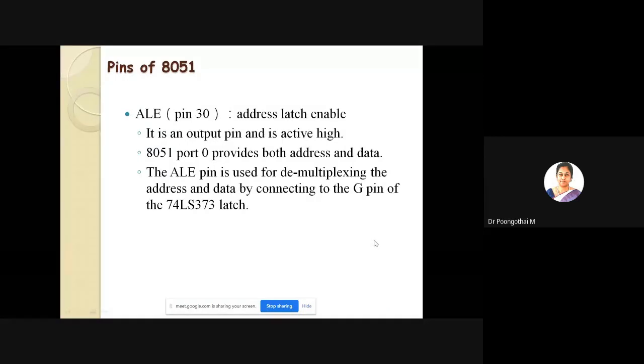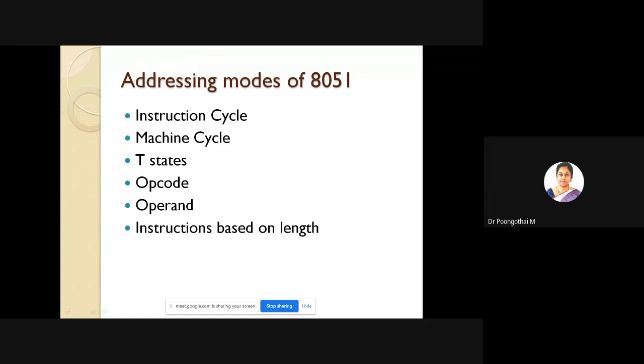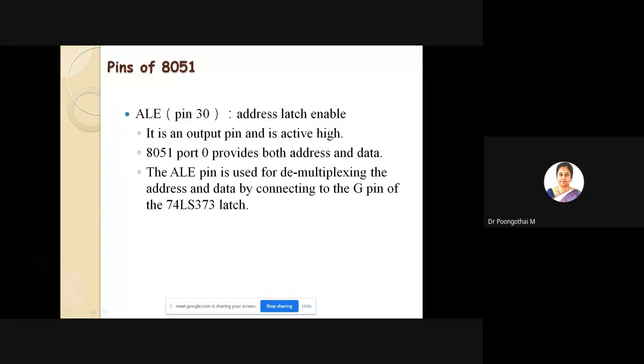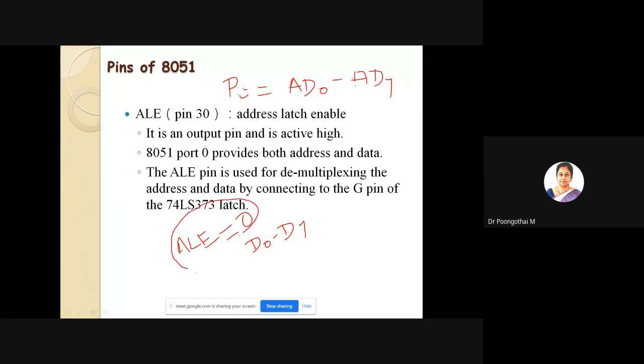Suppose your ALE is equal to 0, it means the information on the multiplexed lines represents the data, that is D0 to D7. So when the external memory is connected, your port 0 provides multiplexed address and data. It acts as a multiplexed address and data bus. Okay. So using the ALE signal, we can demultiplex this address and data information.